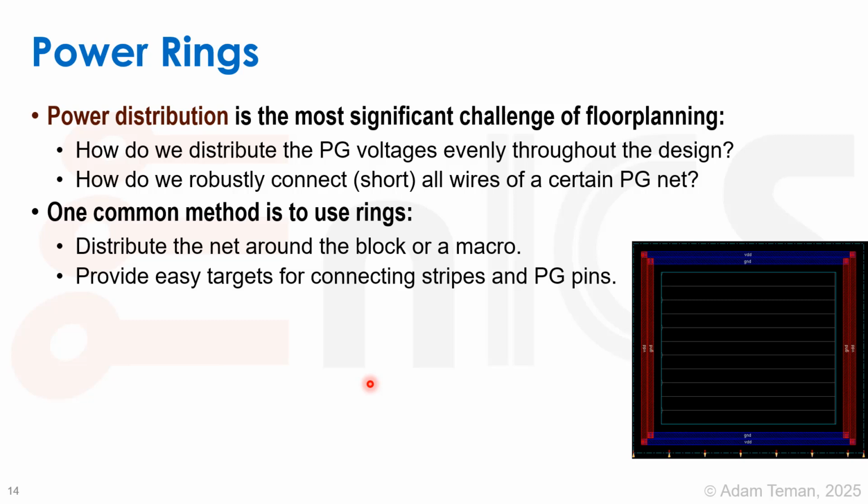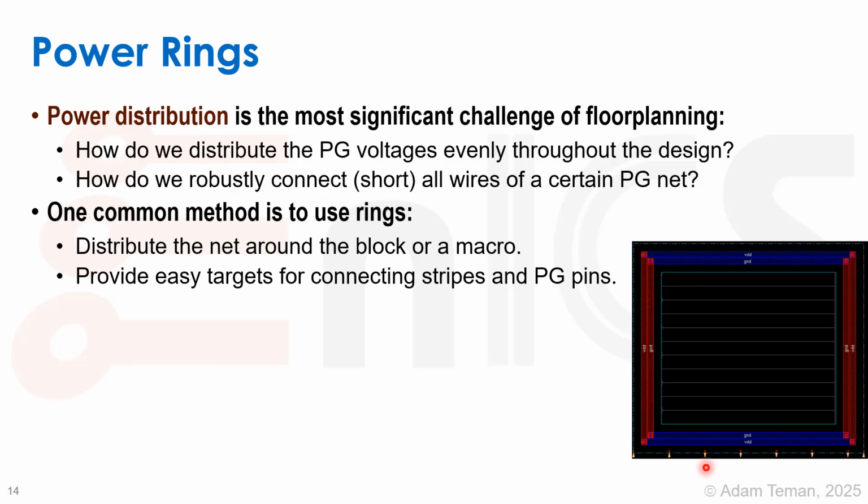It's something that wastes a little bit of area, but it makes floor planning a lot easier. What we're going to do is make this ring that goes around the macro. This is a horizontal layer and a vertical layer, and they're connected by a wide, big array of vias over here. Once we do this, if we have a connection of power and ground, they're spread around the macro evenly, and they provide easy targets for connecting stripes and PG pins.